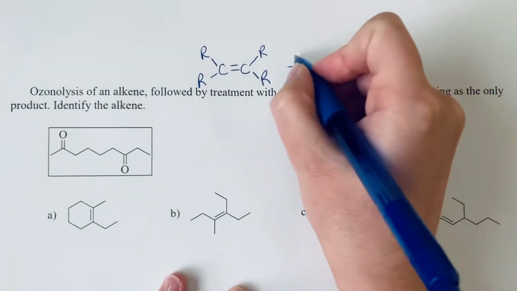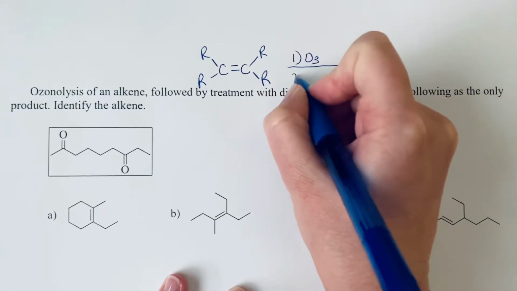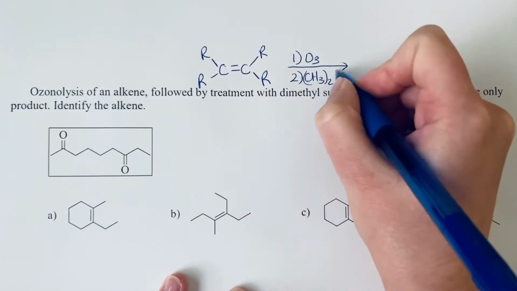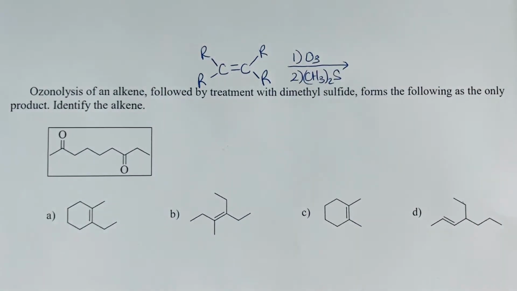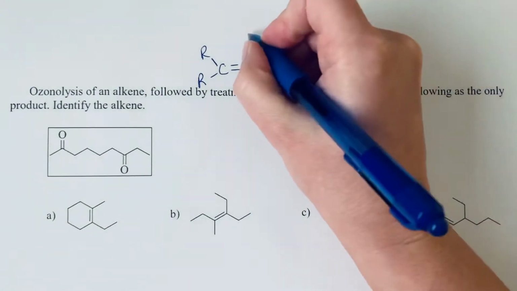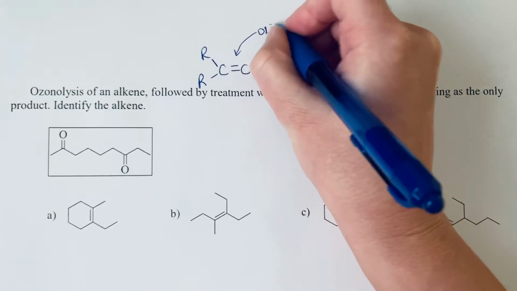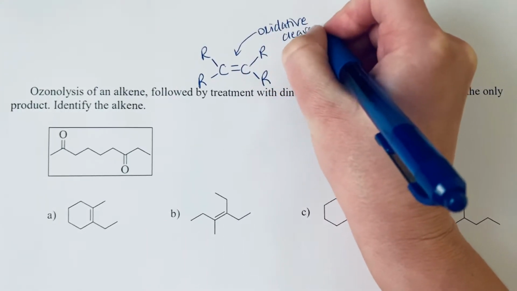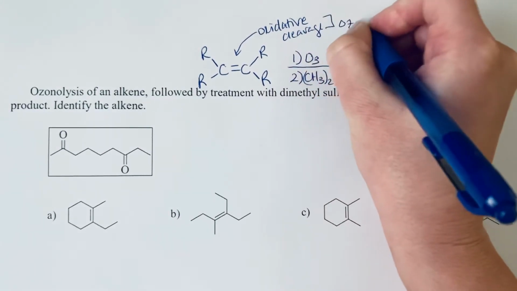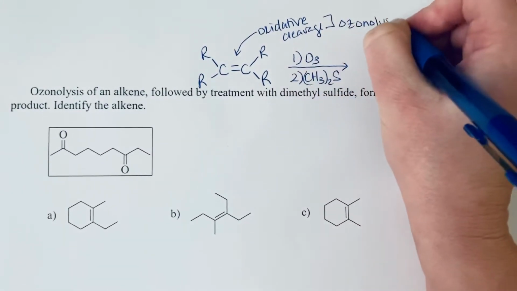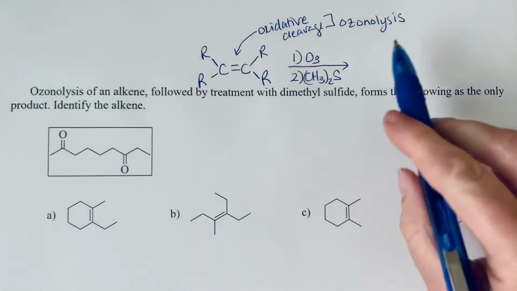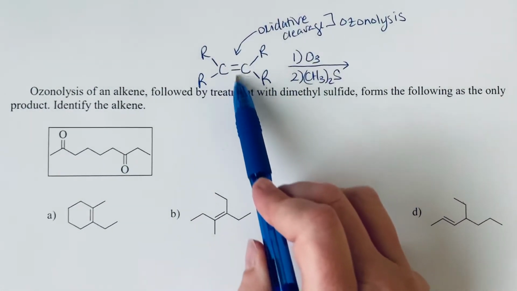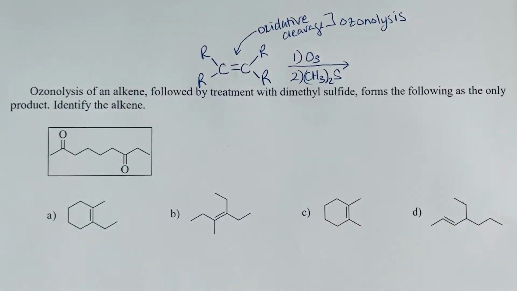If we treat this with ozone, followed by work up with dimethyl sulfide as described in the problem, what's gonna happen is we're gonna get an oxidative cleavage of the alkene. This is an ozonolysis reaction. Lysis implies breaking apart, and we're saying that we're also oxidizing it. So we're gonna break that alkene and you end up oxidizing both of the carbon atoms.